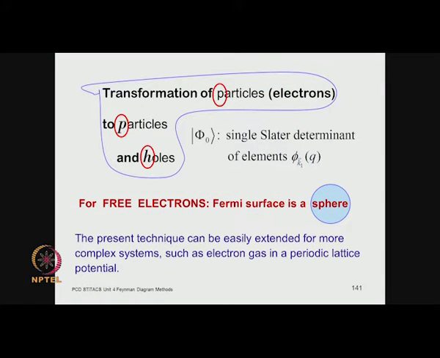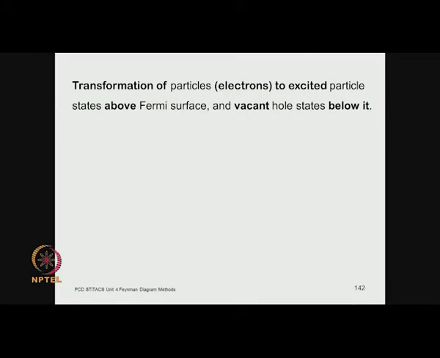So, that is the picture you have for a free electron gas. Now, we can very easily extend this to more complex systems, like when the electrons are in a molecule, in some other symmetry, or in a periodic potential as in a solid, okay, in bulk matter, and we can extend the same techniques to other n electron systems very comfortably using essentially the foundations that we are laying down over here. So, the first thing we do is to transform from particles, the electrons, to excited particle states above the Fermi surface and vacant hole states below it.